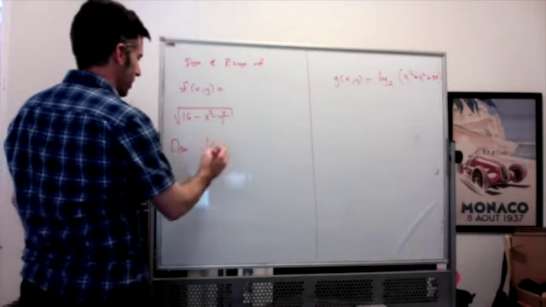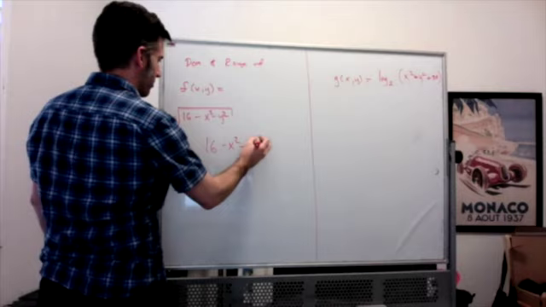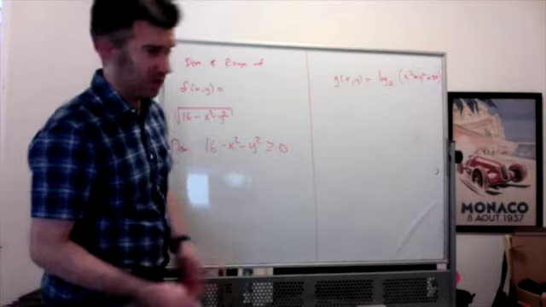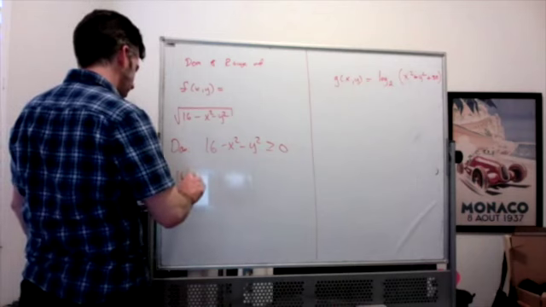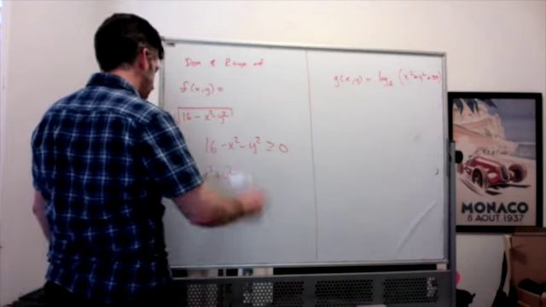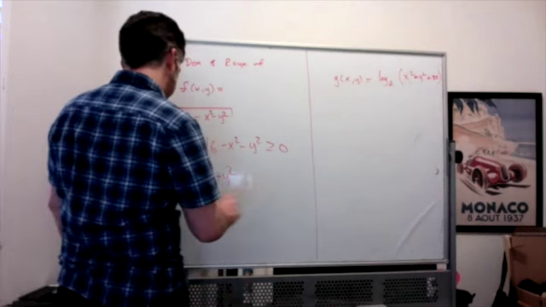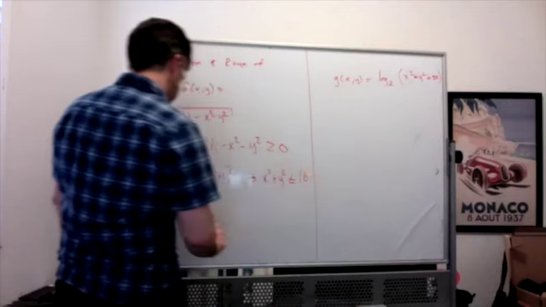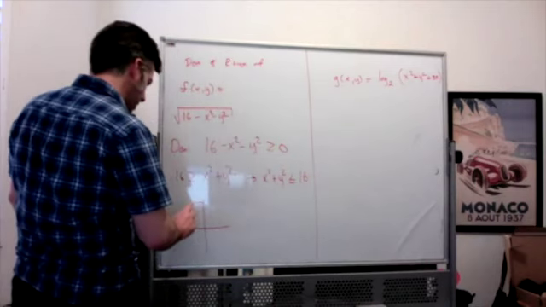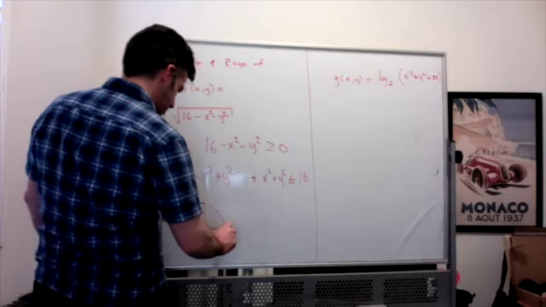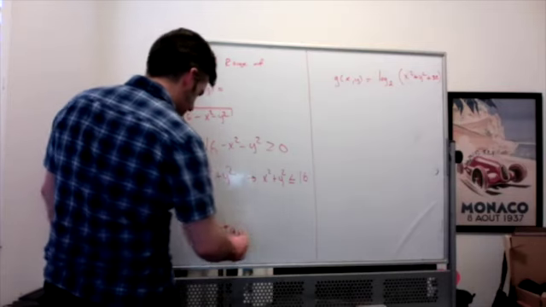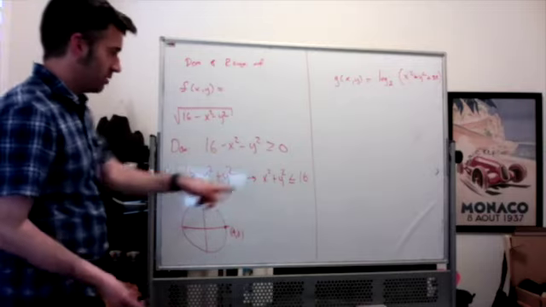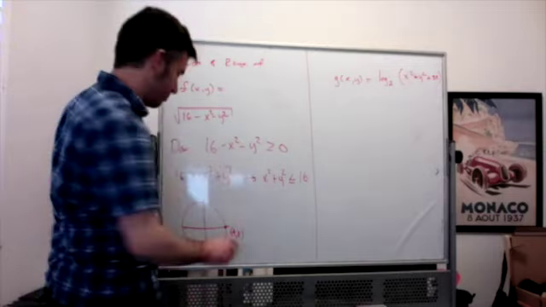Stuff has got to be bigger than or equal to 0. A lot of these are going to have x squared plus y squared. So I'm going to have 16 greater than or equal to x squared plus y squared, which means x squared plus y squared is less than or equal to 16. That's going to be a circle of radius 4, including the boundary. Do I want the insides or the outsides? I want the insides because (0, 0) satisfies the inequality.